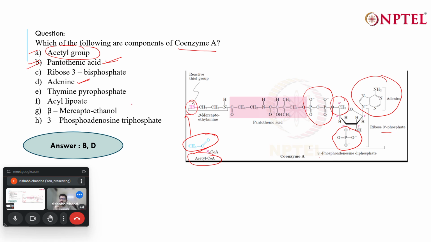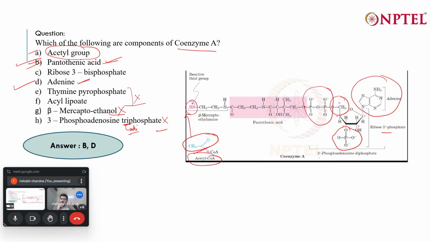Okay, this must be diphosphate. This is triphosphate. This must be diphosphate, so that's why this is not a component of coenzyme A. Then beta mercaptoethanol, not ethanol, it must be ethanolamine. So this is also not involved. Then thiamine pyrophosphate and acyl lipoate are also not involved in the coenzyme A molecule. So the correct answer is option B and option D.